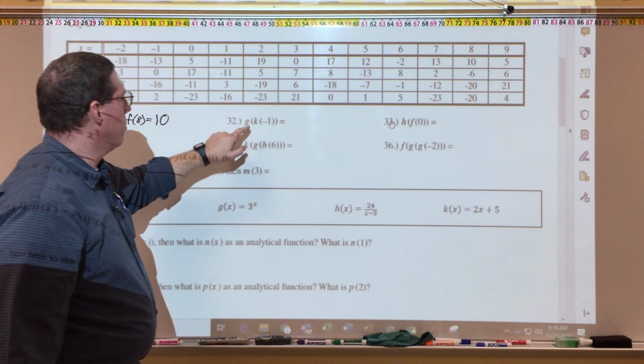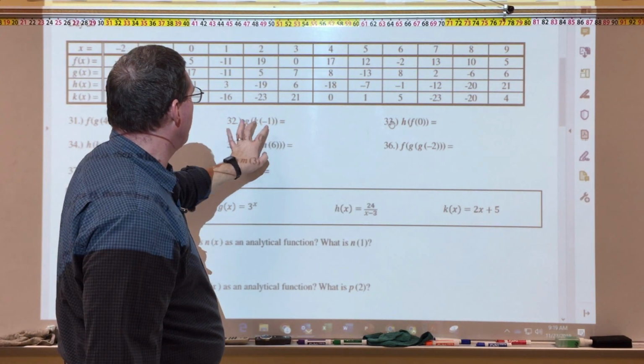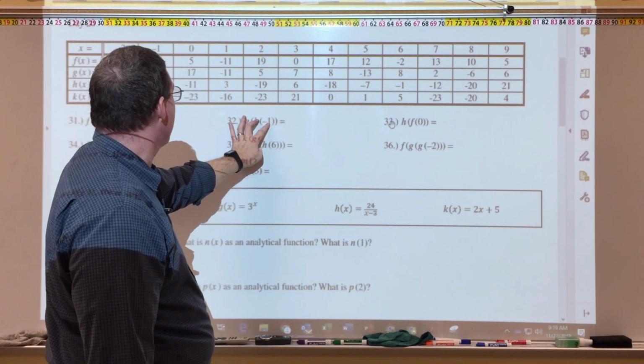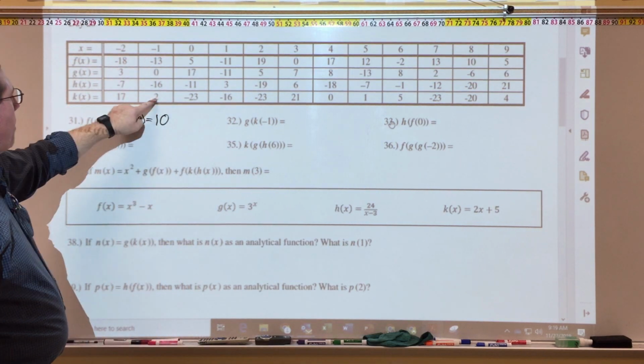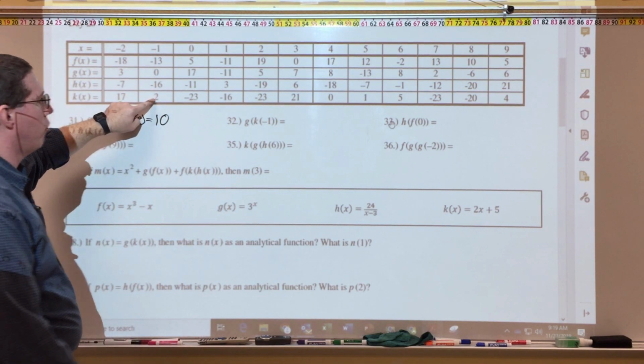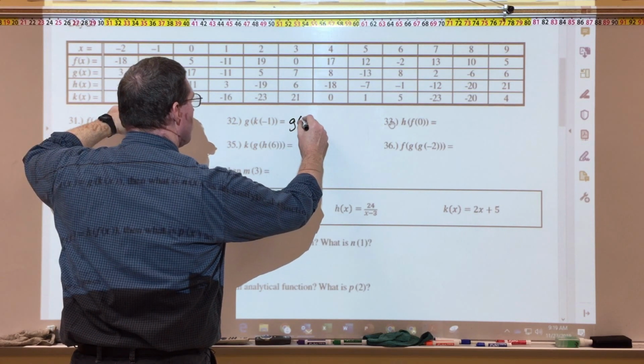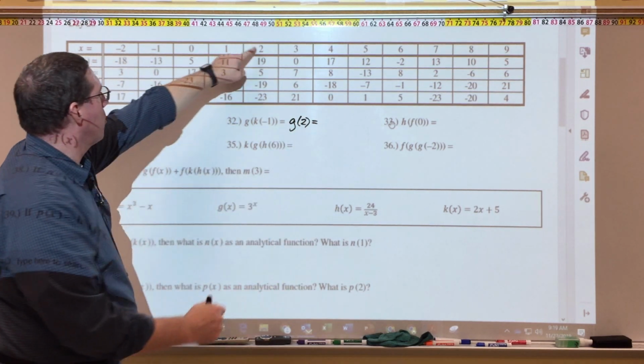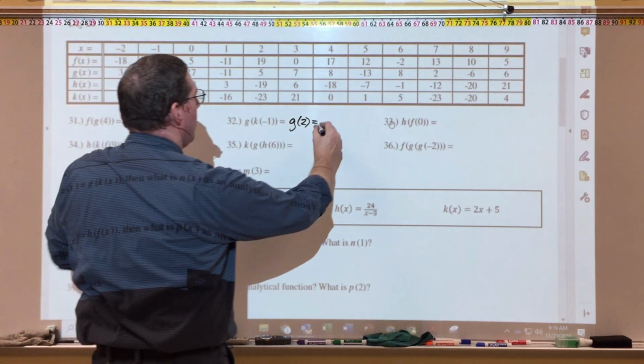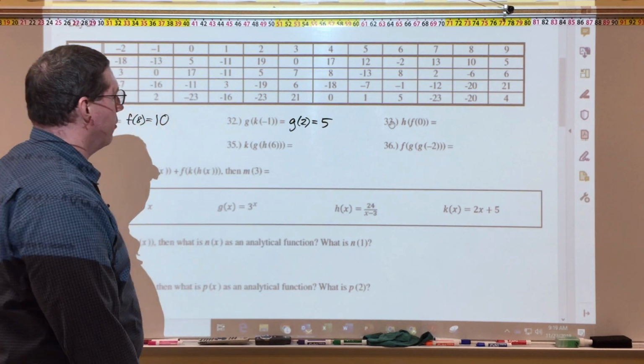All right, 32, we want g of k of -1. So we need k of -1 first. K is the bottom row, so k of -1 is 2. So this is the same thing as what is g of 2. G of 2, go to g, is 5. And there's the answer to question 32.